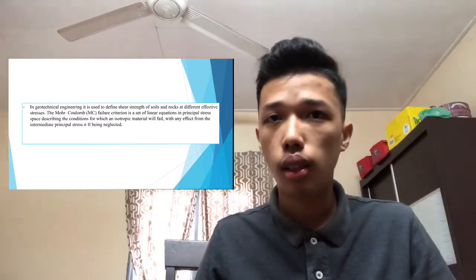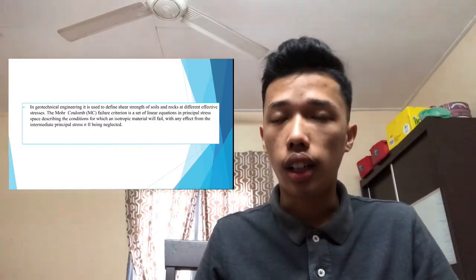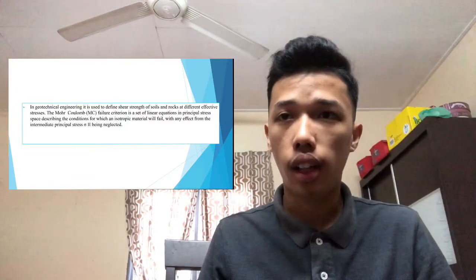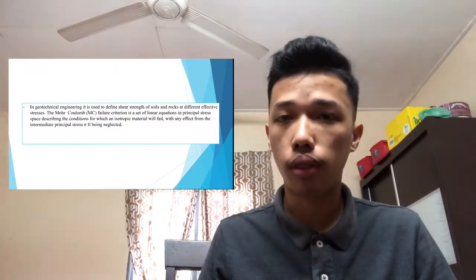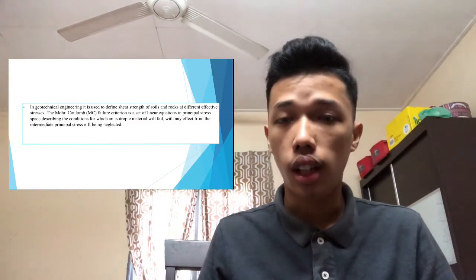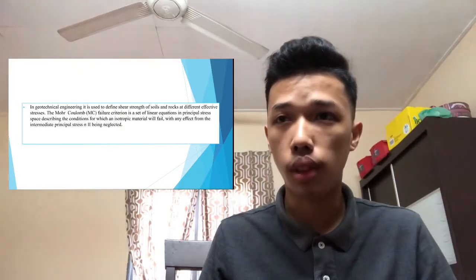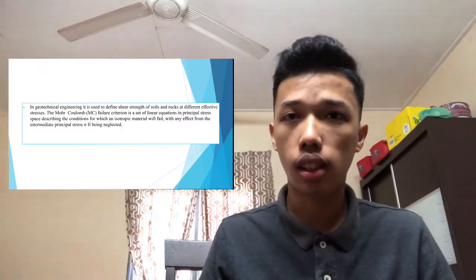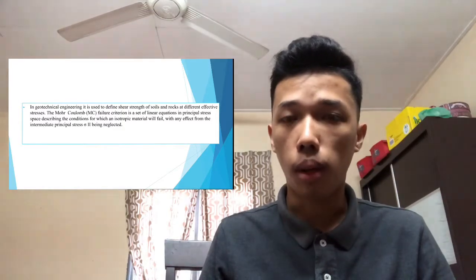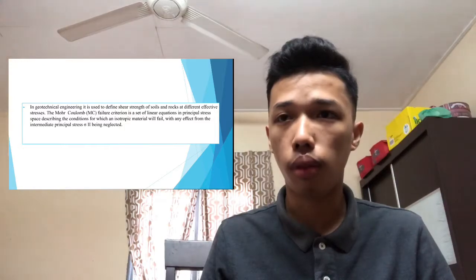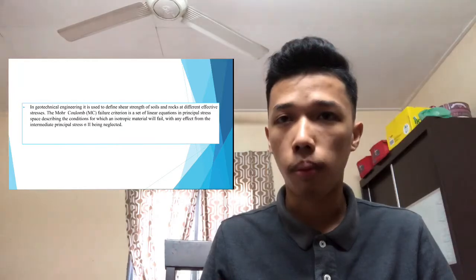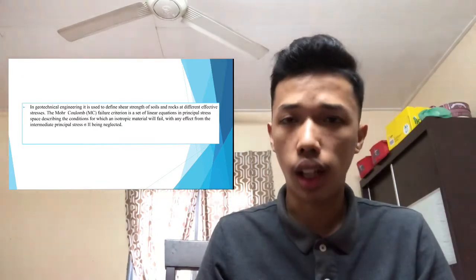Lastly, in geotechnical engineering, it is used to define the shear strength of soil and rock at different effective stresses. The Mohr-Coulomb (MC) failure criterion is a set of linear equations in principal stress space describing the conditions under which an isotropic material will fail, with any effect from the intermediate principal stress being neglected.